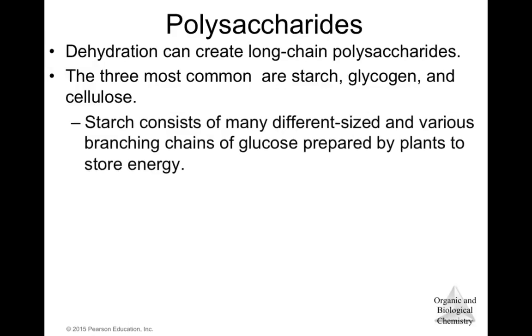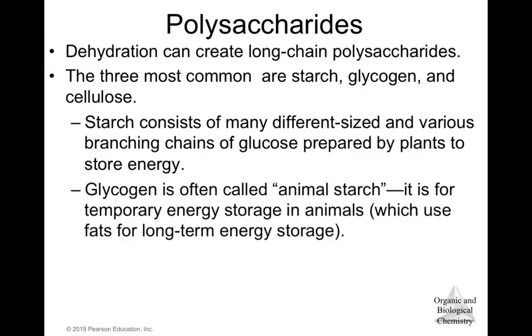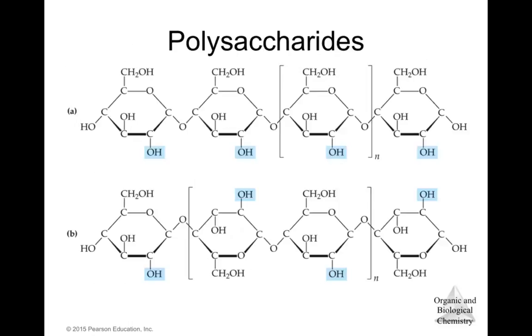The starch consists of many different sized and various branching chains of glucose prepared by plants to store energy. The glycogen is often called animal starch. It is for temporary energy storage in animals, which use fats for longer term energy storage. And the third one is the cellulose, that is a structural polysaccharide in plants making up cell walls, and it is unbranched. So here we have an example at the top, this one is the starch, and in the bottom one we have an example of the cellulose.